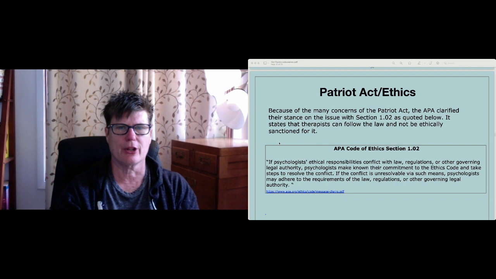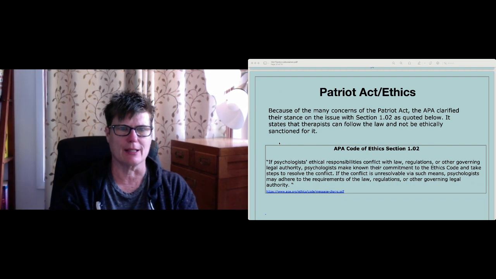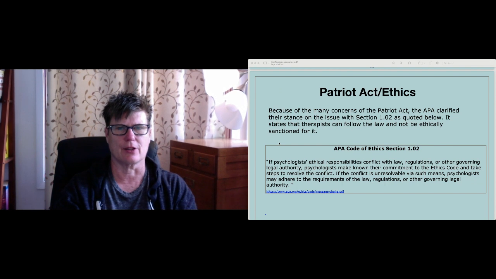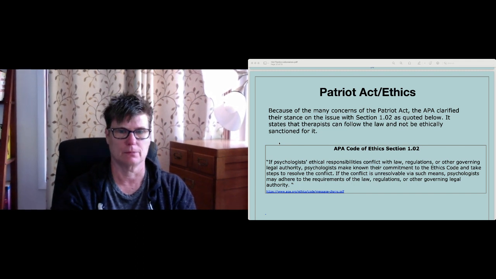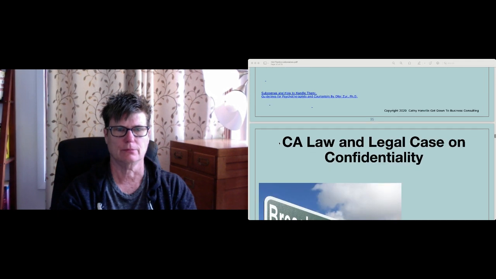Some of the ethical codes actually address this. The APA clarified their stance on this in section 1.02 as quoted below, and stated that if the therapists are following the law, they can't be ethically sanctioned for it.